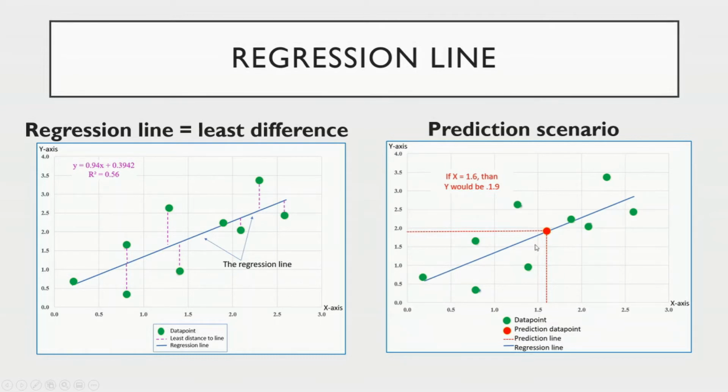And what we can do with this once we have our line is, let's say that we have a point. If we know what our x value is, if our x value is roughly a 1.6, then we would say, okay, then our y value we predict would be roughly 1.9. So we can use this to predict what our y should be according to the way that all the data has been plotting out.